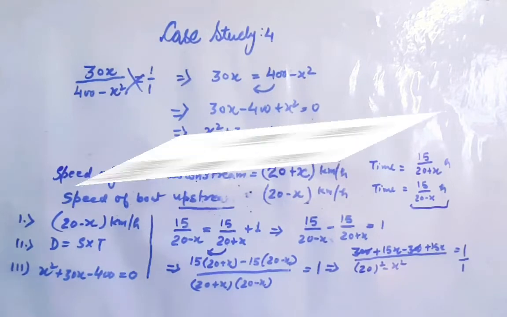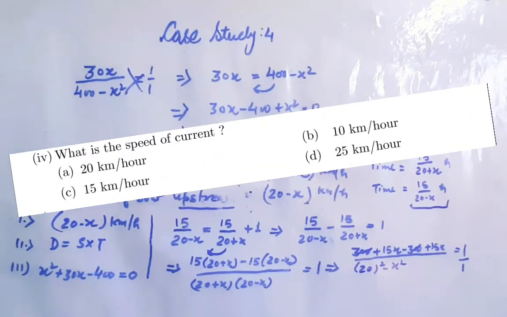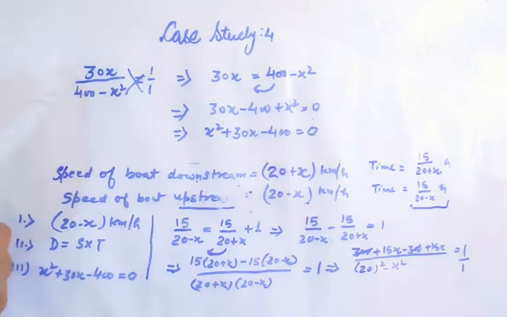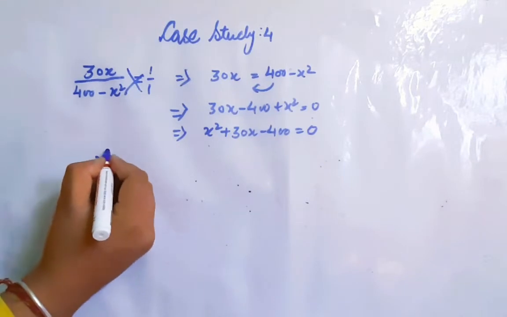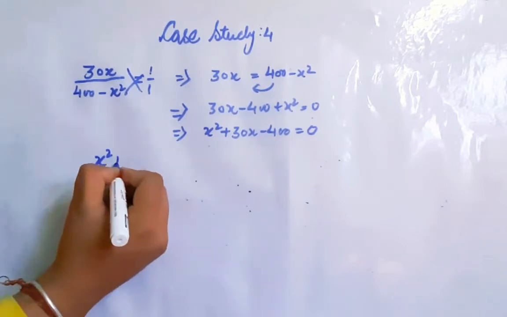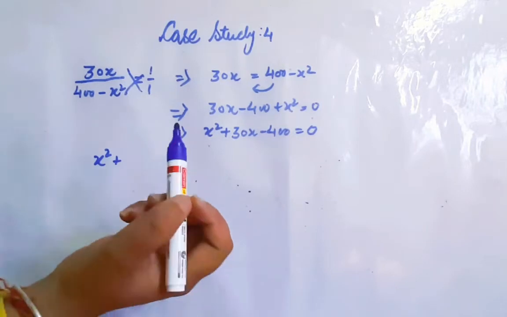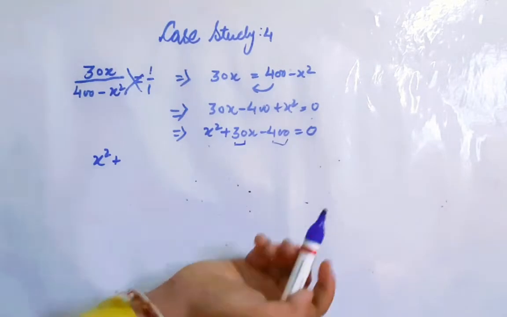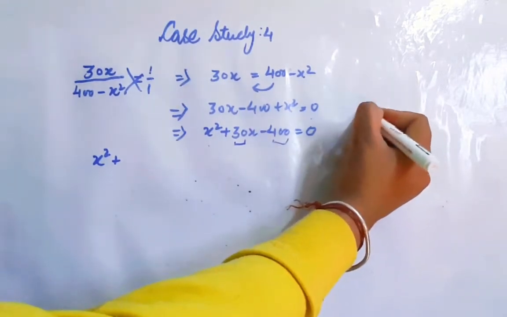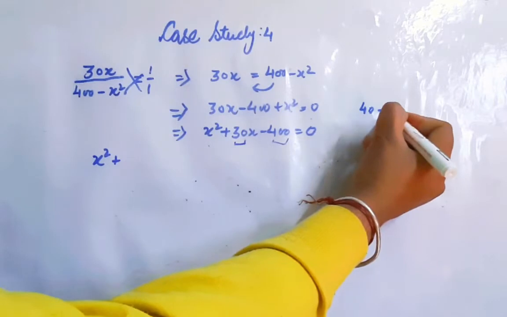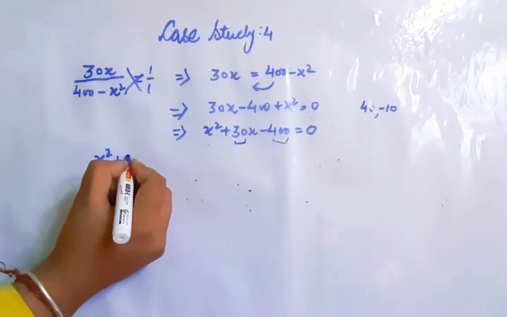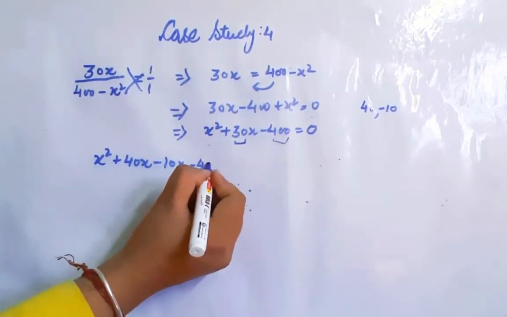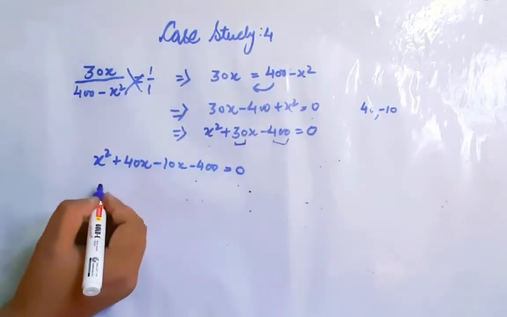The fourth question is, what is the speed of the current? To find out the speed of the current, we have to solve this equation. So let us simplify it. Its factors will be x square plus, now we need two numbers whose sum is plus 30 and product is minus 400. So the numbers are 40 and minus 10. So 40x minus 10x minus 400 equals 0.